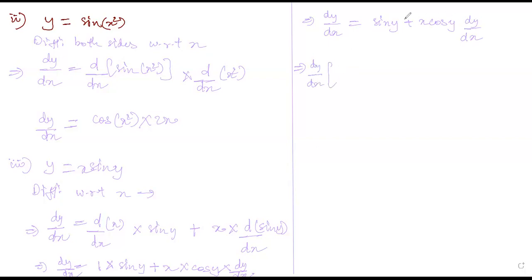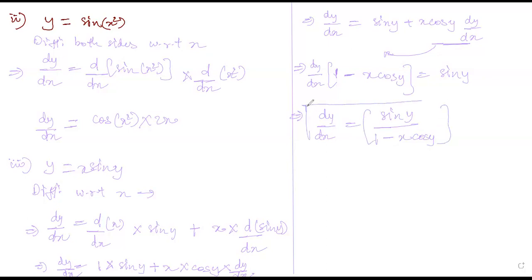So, I'm taking this term to the left hand side, right? So this becomes minus. If I take dy by dx common, this is 1 minus x cos y equal to sin y. Hence, your dy by dx becomes sin y divided by 1 minus x cos y. dy by dx is equal to sin y divided by 1 minus x cos y.